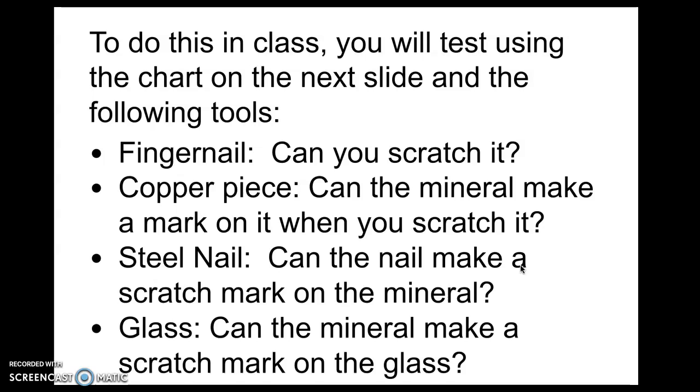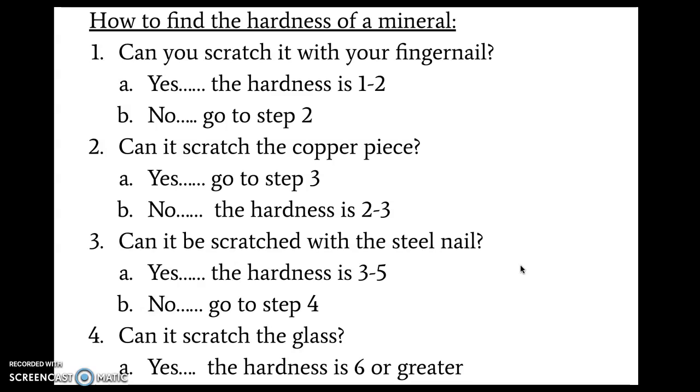So for example, for your fingernail, you would try to scratch the mineral with your fingernail and see if you could. A copper piece, you would want to take the mineral and try to scratch the copper piece with the mineral and see if it makes a mark. A steel nail, you would take the nail and scratch on the mineral and see if it makes a mark. And then glass, can the mineral make a scratch mark on the glass? And then what you would use is this dichotomous key to determine the different hardness ranges. And we'll practice this when we do the lab in class.